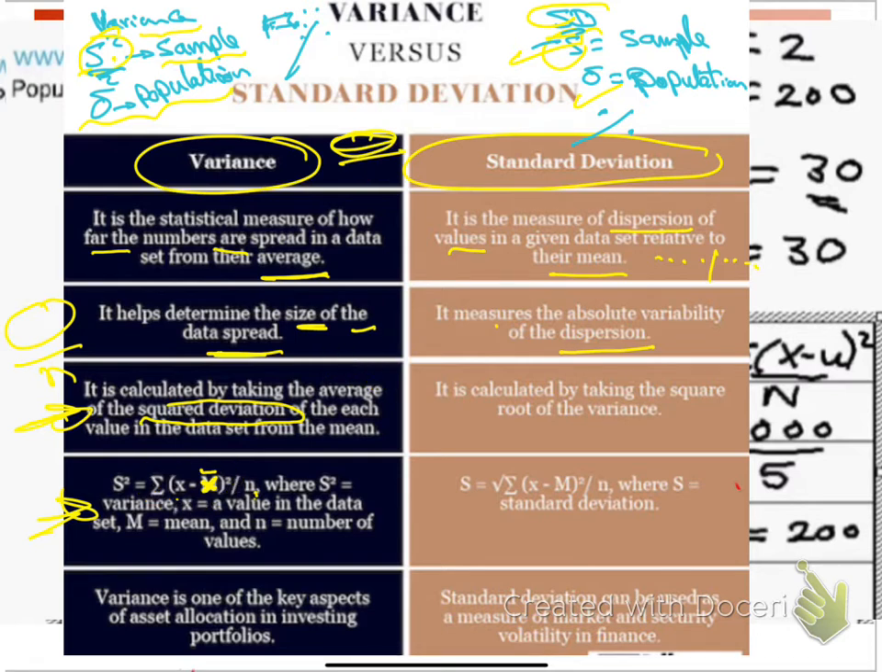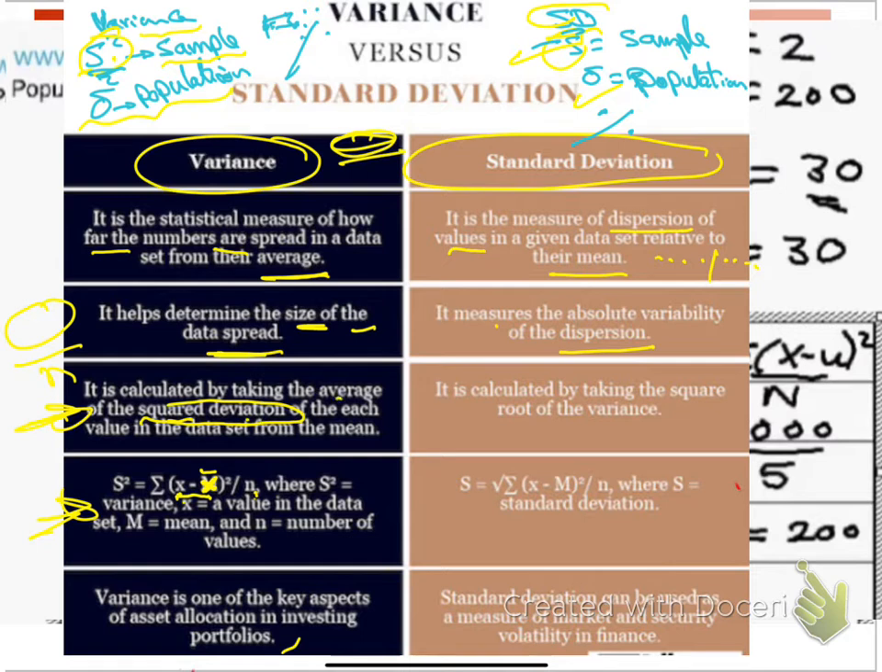So here, the sum of (x minus x bar) squared. It's called the sum of the square deviation. Deviation means something deviating from another. So x minus x bar is the deviation. Then x1 minus x bar, x2 minus x bar, x3 minus x bar, and then all of them are squared, okay?